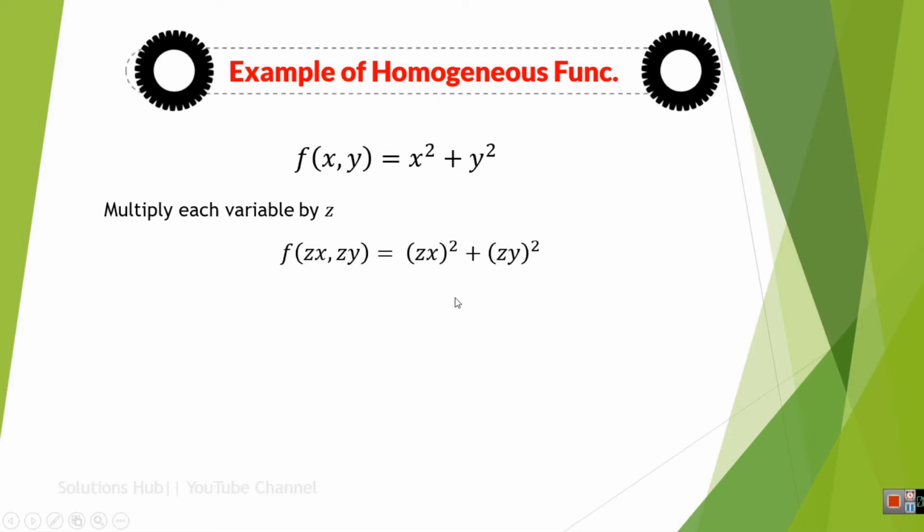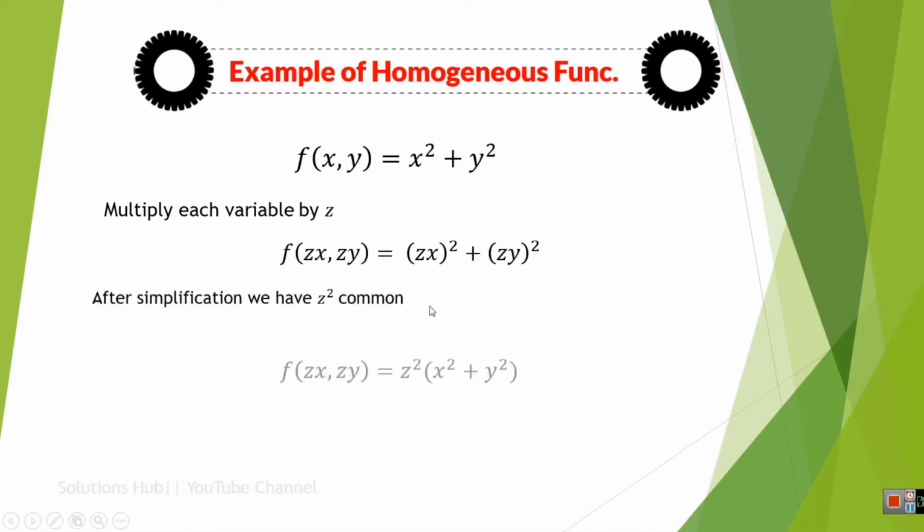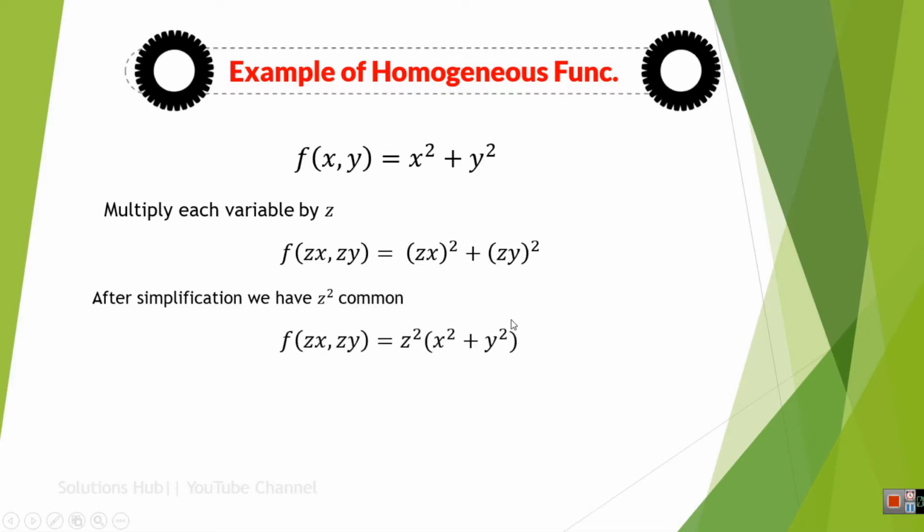Now we are going to simplify it. After simplifying, we get z square x square here and z square y square here, and z square will be common in both of these terms. So after simplification and taking z square common, we will get this form of our function.